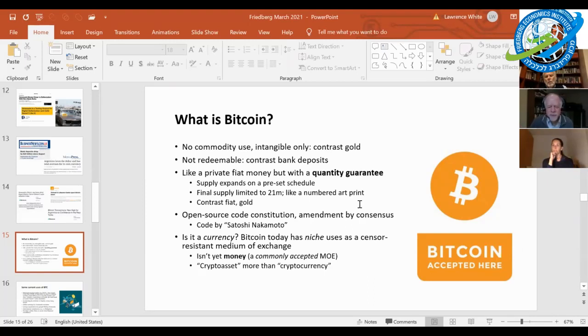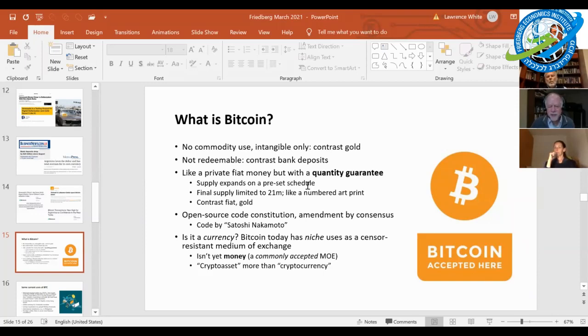This code was written by somebody whose identity we don't know, who called himself Satoshi Nakamoto. So this kind of adds to the mystery of Bitcoin. We don't know if it was an individual or a committee of people. We've all got theories about who it was. So Bitcoin has remarkably succeeded at creating a valuable asset.